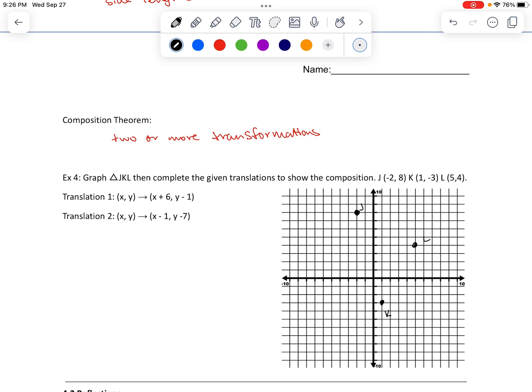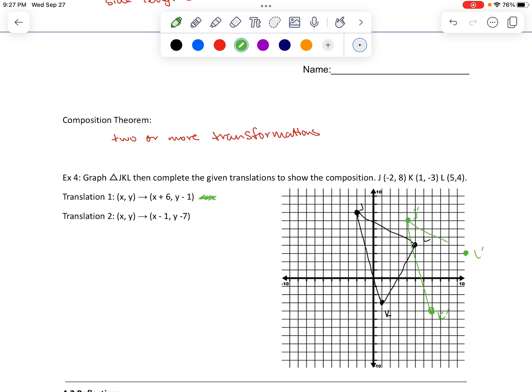Big triangle. Sorry. My first translation is to move all of my points to the right 6 and down 1. So I'm going to start with my L prime. I don't know why, I just feel like starting there. On the edge of the graph, which is all right. So that's L prime. K prime is now located here. And J prime, 1, 2, 3, 4, 5, 6, down 1 is here.